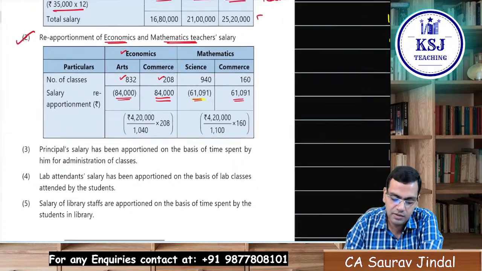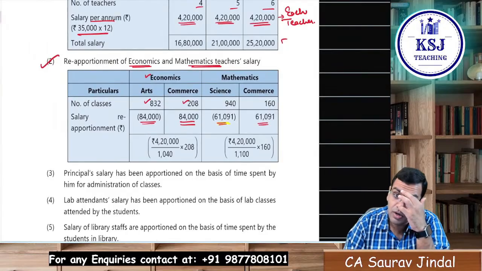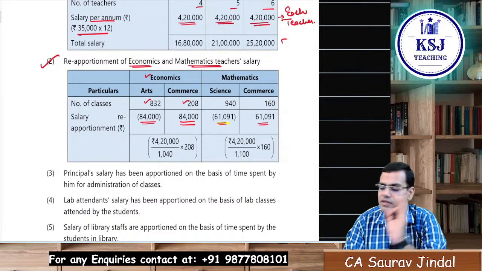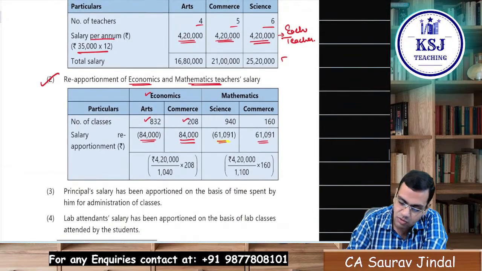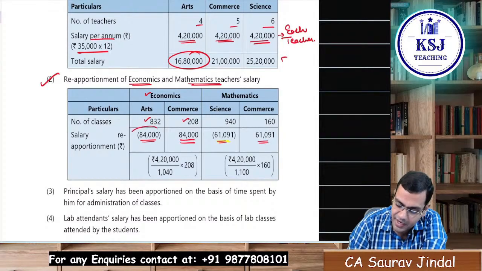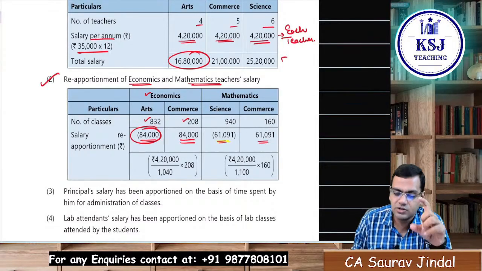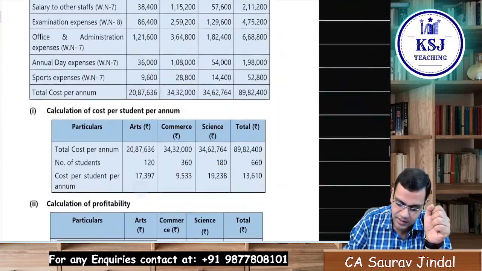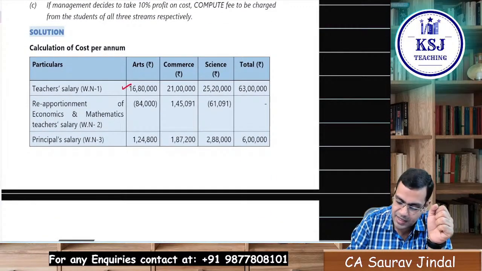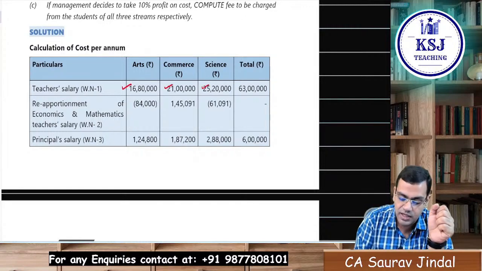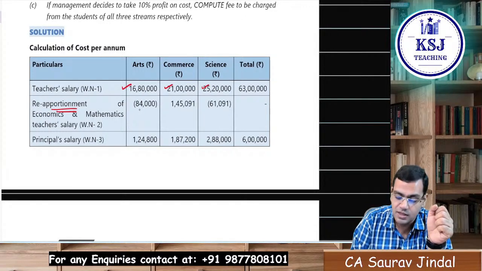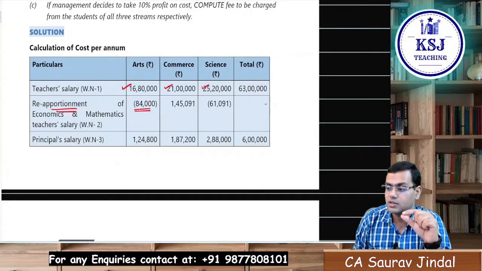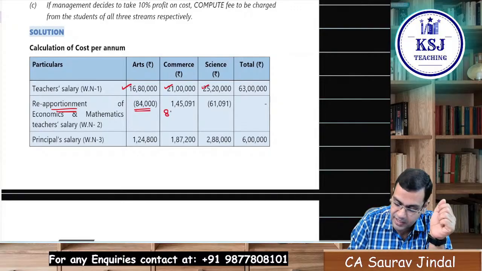Is this point clear? Because this is very important and the major tricky point of this question. Out of this total salary, you will have to reduce the art stream cost by 84,000. The total teacher salary is 16,80,000. See here, teacher salary 16,80,000, 21,25,000. Reapportionment here, you will have to reduce this by 84,000 and here you will have 84,000 plus 61,091. The total is 1,45,091.